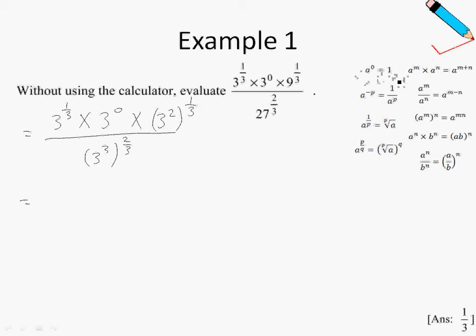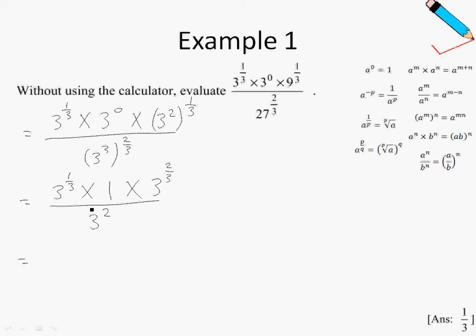At this moment, take note that 3 to the power of 0 is just 1, as you can see in law number 1 over here. And 3 squared to the power of 1/3, you can apply this law that you see over here. It will just give me 3 to the power of 2 times 1/3, which is 2/3. Same for the denominator: 3 times 2/3 will give me 2. Now we have a common base.